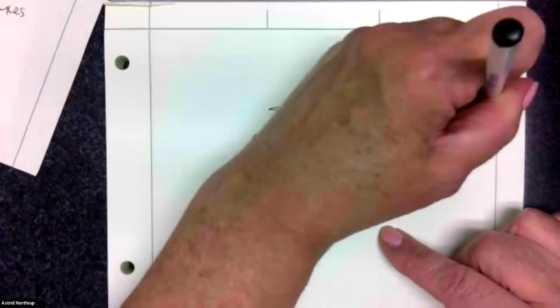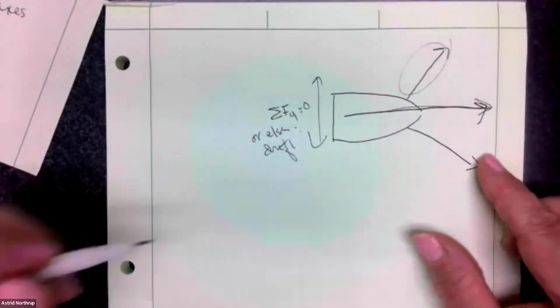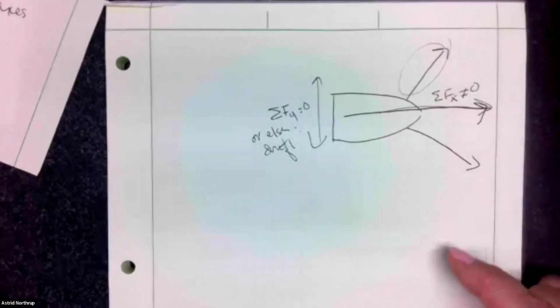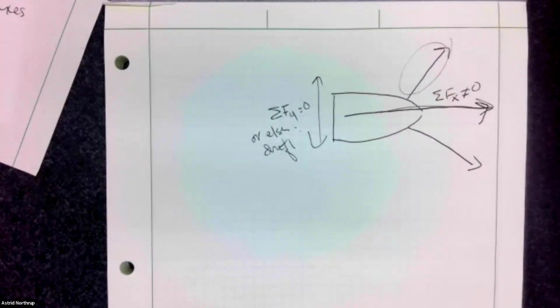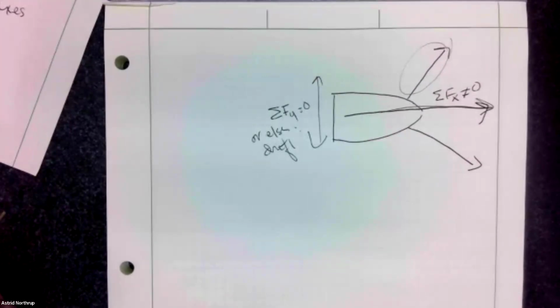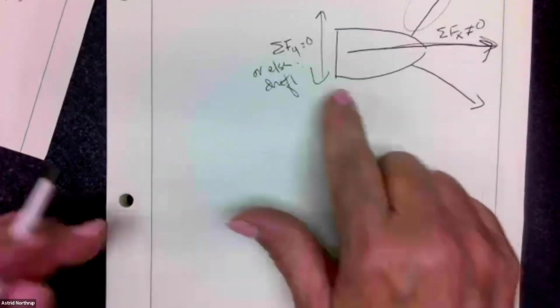If the boat is moving in this direction, you can guarantee that the summation of forces in that direction is not equal to 0, that it would in fact be some positive number, because otherwise it's not going to accelerate. Okay, and I'm not talking about motion directly, just acceleration specifically in that case.